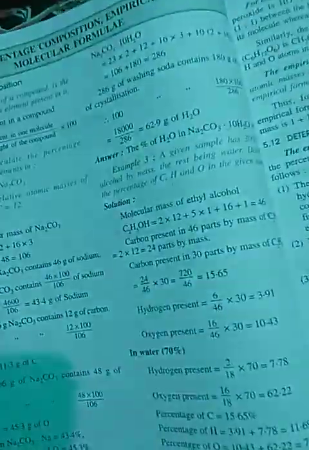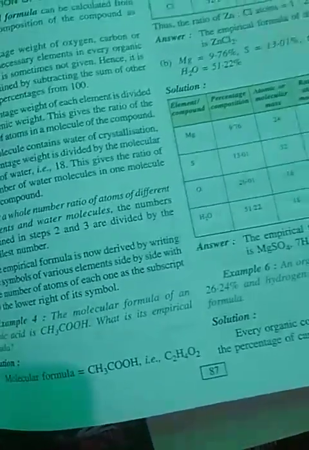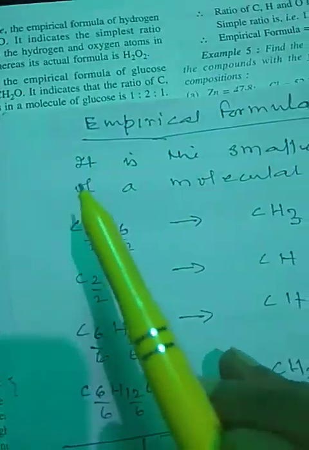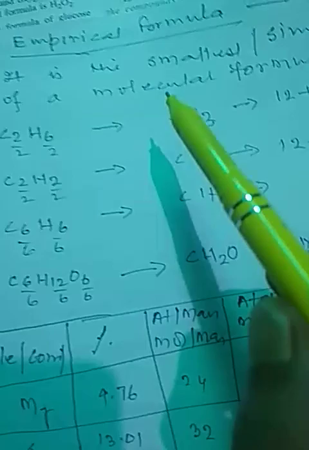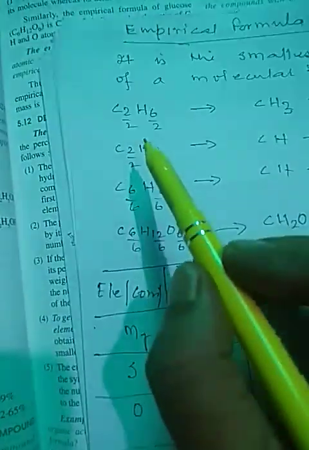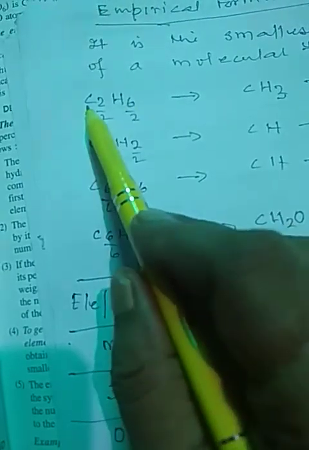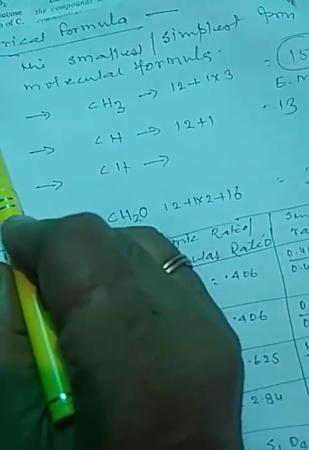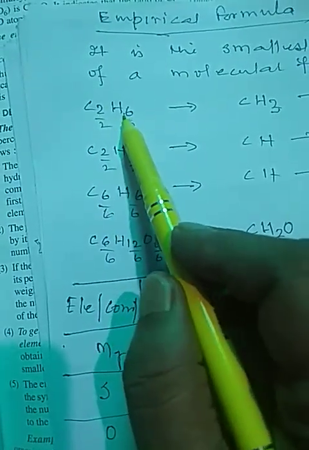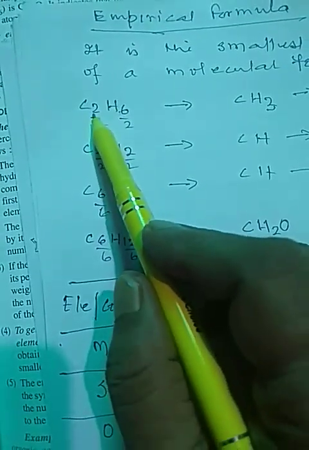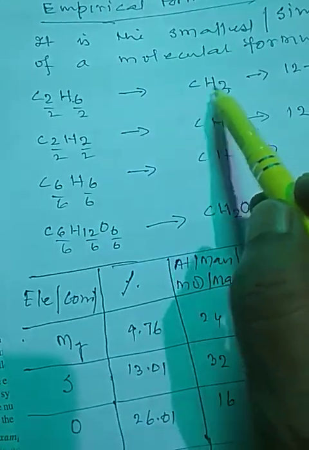Then, one important thing is the empirical formula of a compound. What is the empirical formula? The empirical formula is the smallest and simplest form of a molecular formula. This is C2H6. C2H6 is the molecular formula of ethane. Here 2 is common, or 2 is the HCF. If we divide these by 2, it will be CH3.